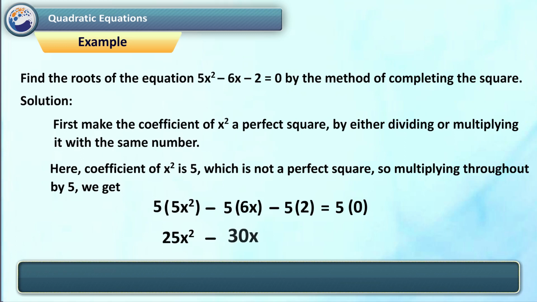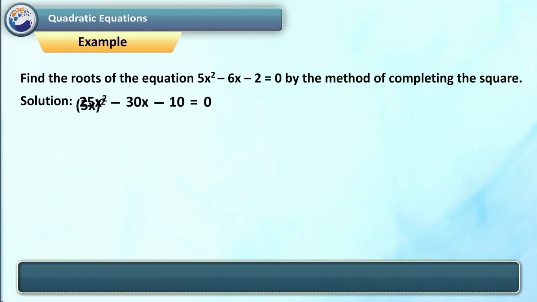25x² − 30x − 10 = 0. 25x² can be written as (5x)². For the second term, we multiply 2 with the first term 5x, multiplied by 3 to get 30x. Now the square of 3 is added and subtracted to balance the equation, and then finally −10 = 0.